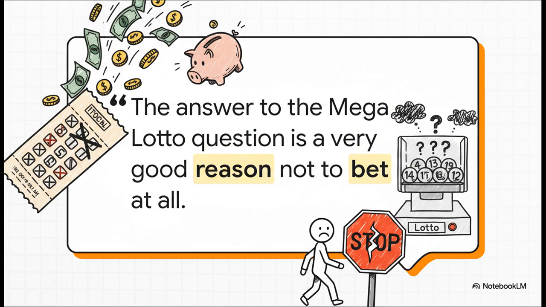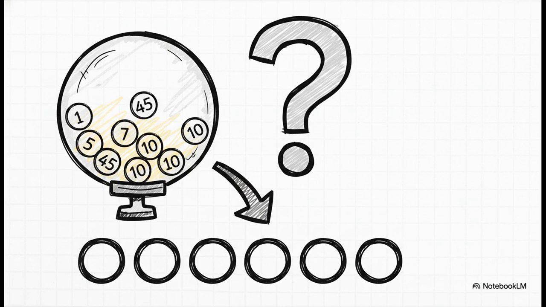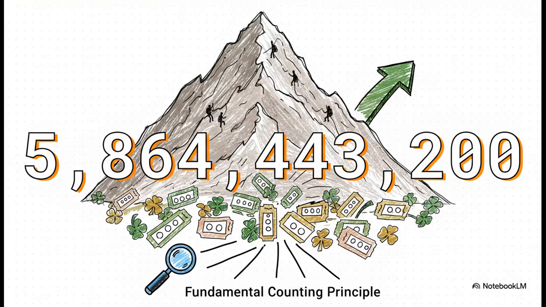Let's see exactly why. So in a Mega Lotto 645 game, the rules are you have to pick 6 unique numbers from a pool of 45. That word unique is the key. It means we're in a no repeat situation. So the question is, how many different ways can you pick those 6 numbers? You might want to sit down for this. The total number of possible combinations is over 5.8 billion. That is the number you are up against every time you buy a ticket. The fundamental counting principle just makes the staggering odds crystal clear.